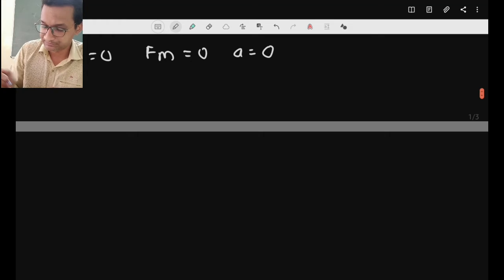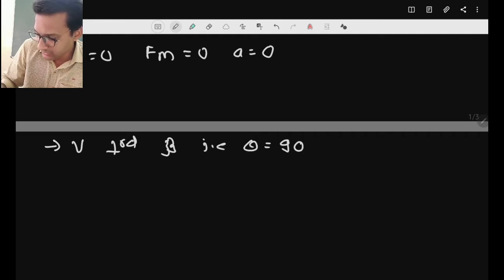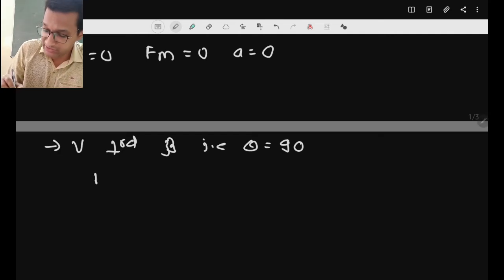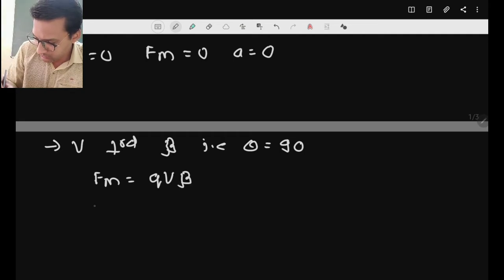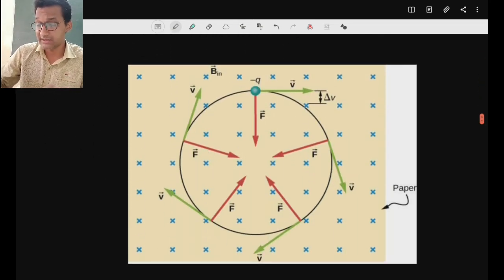If the charged particle enters with a velocity, let us say v, which is perpendicular to the magnetic field, that means the angle between them is 90 degrees. And as we know, the magnetic force will be maximum here. The magnetic force will be q into v into b, and the acceleration will be q v b divided by mass. Now let us see an example of this.